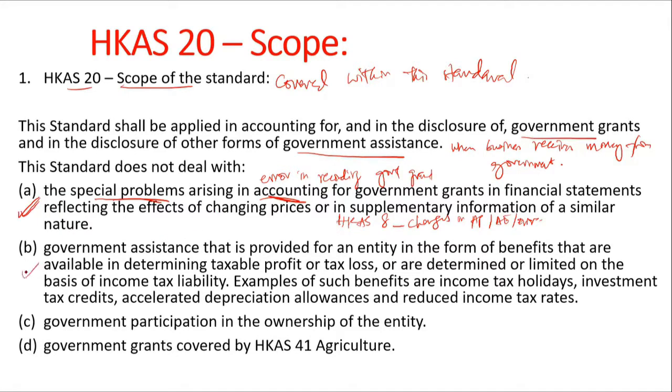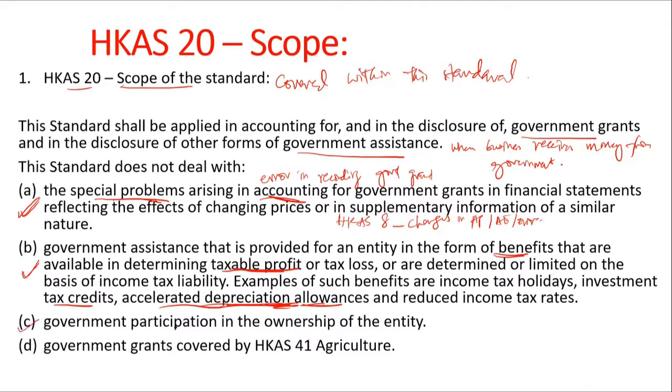Then we have point number B. Point number B basically talks about if the benefit is available in determining taxable profit. For example, they have given you examples here: tax credits, accelerated depreciation allowances. These are all tax deductible items. So these things are not really government grants because there is a tax implication over there. Therefore, this will not be covered under HKAS 20.